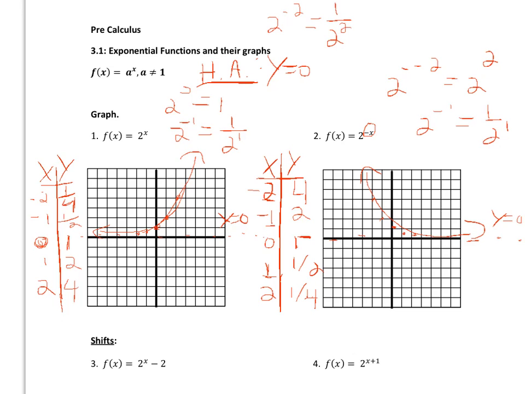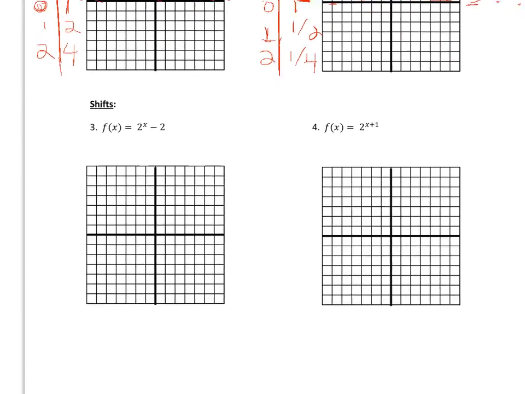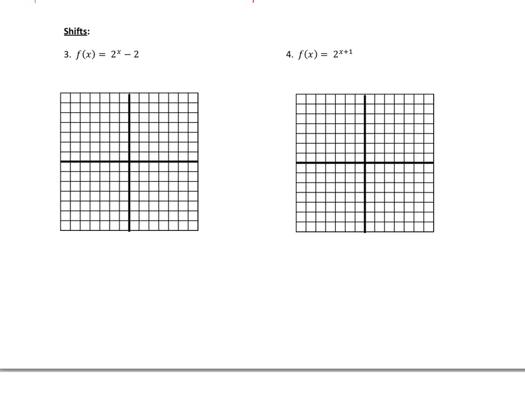Let's do 3. Now with 3, we're actually going to change the horizontal asymptote. When you look at number 3, this is a vertical shift right here. Since the -2 is separate from the x, we're going to go down 2 units. The first thing you should recognize is what the horizontal asymptote is. Normally it's at Y equals 0. If you shift it down, the HA is going to be at Y equals -2. So that's the first thing I should do. I'm going to put that line in, y equals -2.